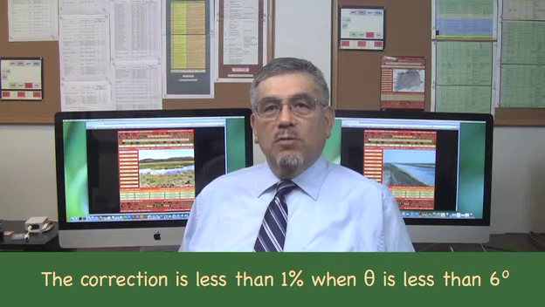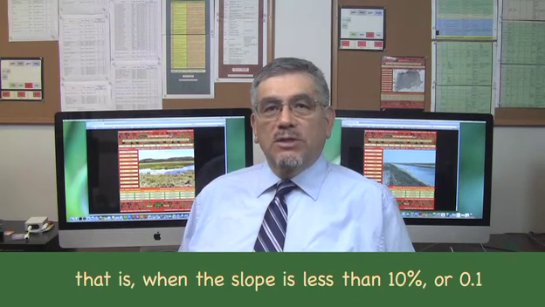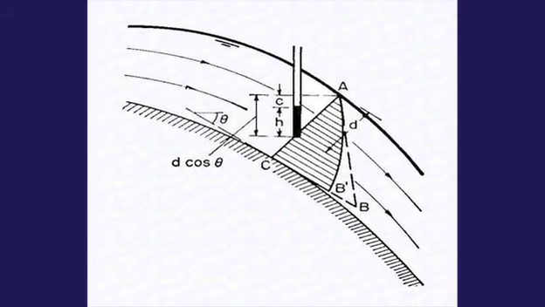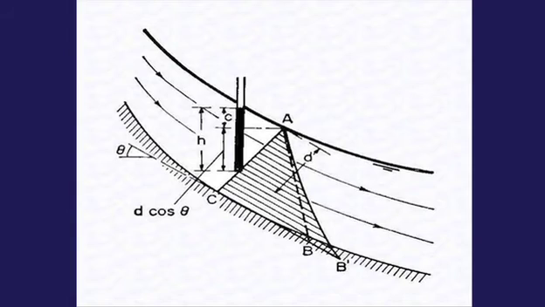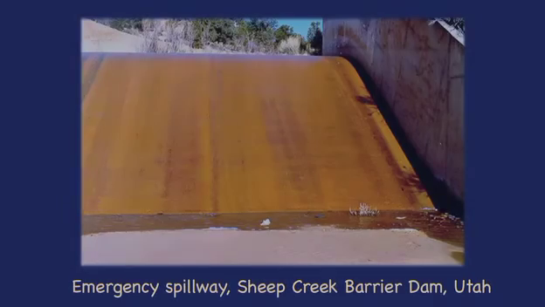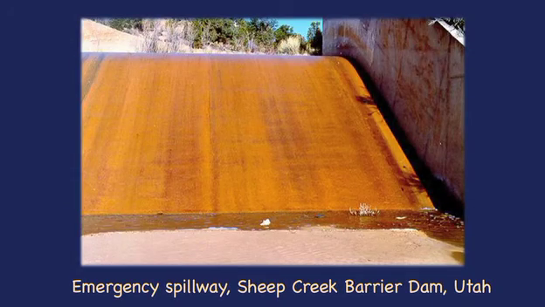The correction is less than 1% when theta is less than 6 degrees, that is, when the slope is less than 10%, or 0.1. A channel of slope greater than 0.1 is a channel of large slope. In a channel of large slope with appreciable curvature in the streamlines, the pressure head should be corrected for curvature effects. High flow velocities entrain air, producing volume swell and depth increase.